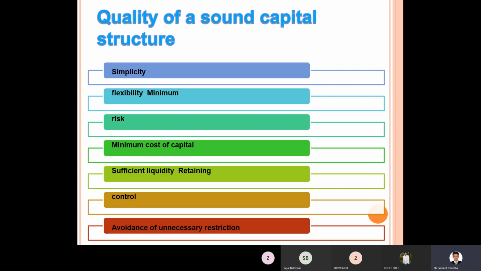And lastly, now coming to the quality or the components of a sound capital structure. In order to call your capital structure of a sound or qualitative nature, what should be the components? The first thing is simplicity. Your capital structure, in order to be optimum, should always be in simple, understandable terms. So whenever you have a capital structure of debt and equity, it should be designed in such a way that it is as simple as possible.